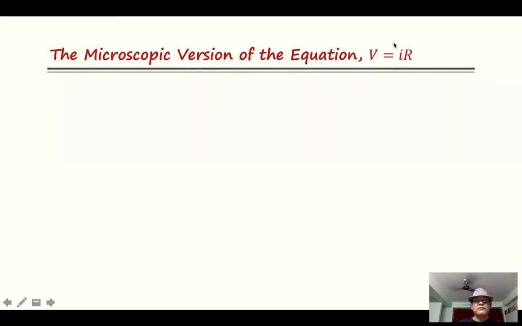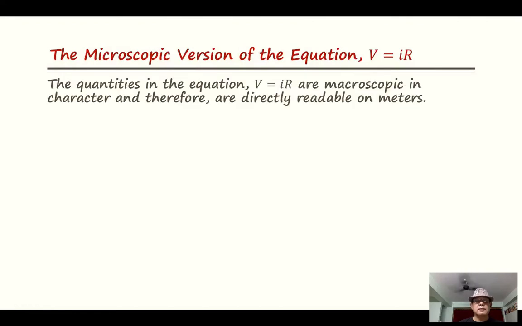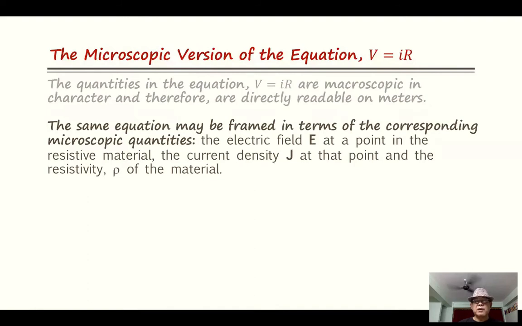The microscopic version of the equation V equal to IR. The quantities in the equation V equal to IR are macroscopic in character and therefore are directly readable on meters. The same equation may be framed in terms of the corresponding microscopic quantities. The quantities are the electric field E at a point in the resistive material, the current density J at that point, and the resistivity rho of the material.